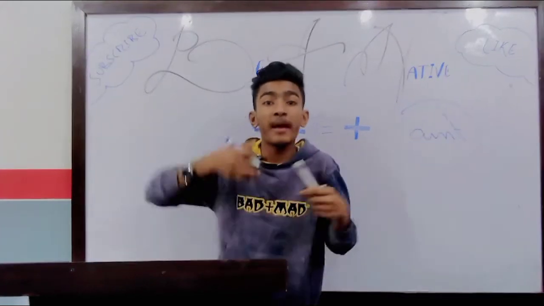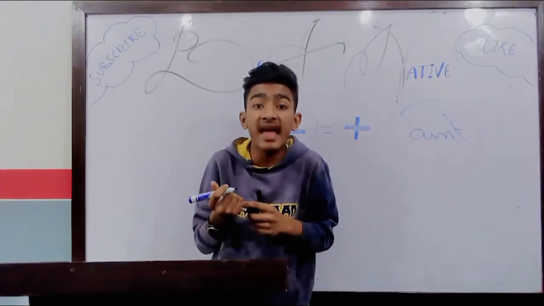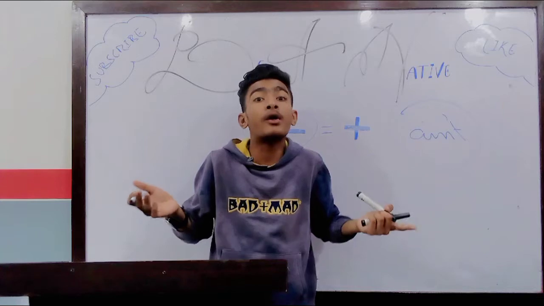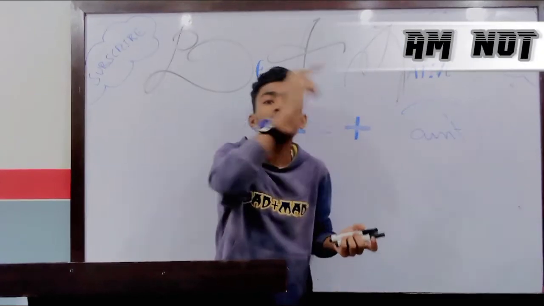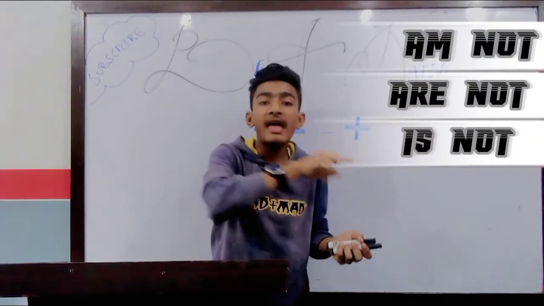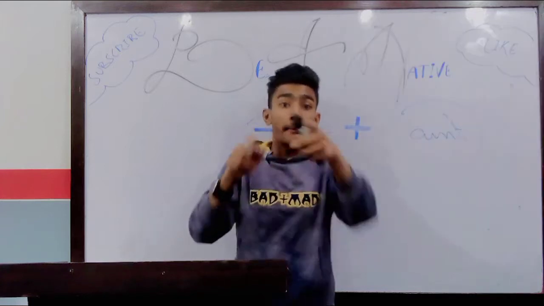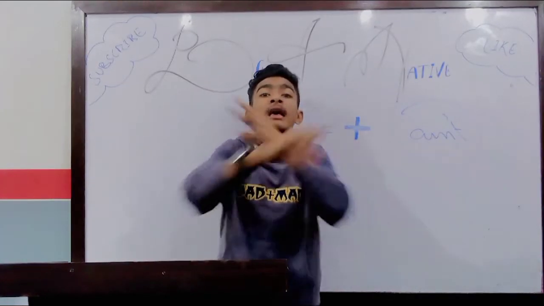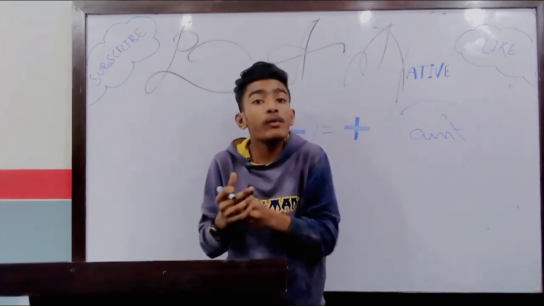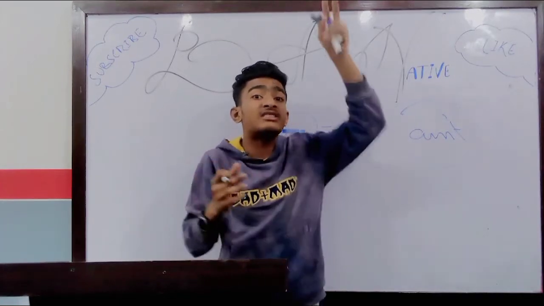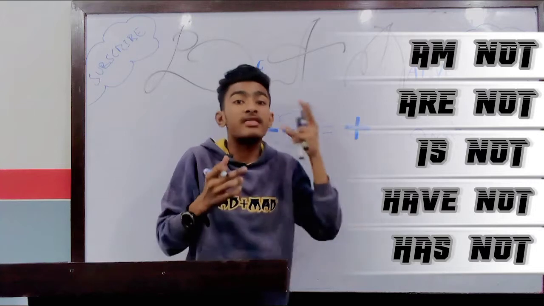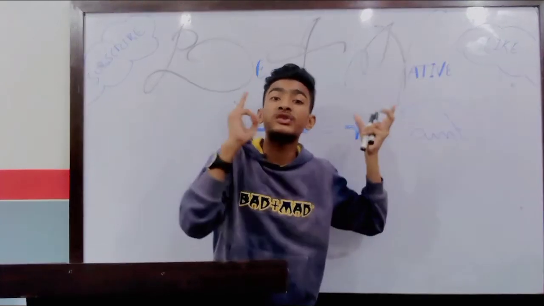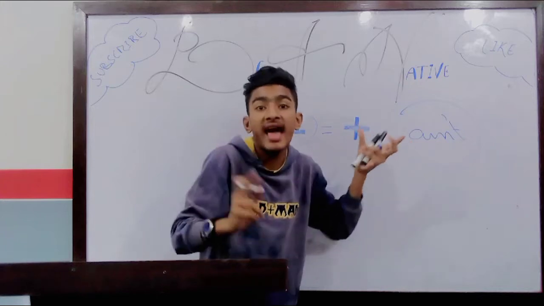So what are we going to do over here? You might have heard or spoken many negative sentences, for example I am not, are not, is not, have not, or has not. But let me tell you, people, the way you expand and use the negative sentence is not the best. Instead of using all these contractions, the best way to use all these negative sentences is to use only one contraction, that is ain't.